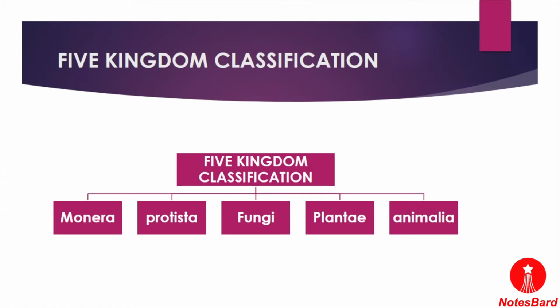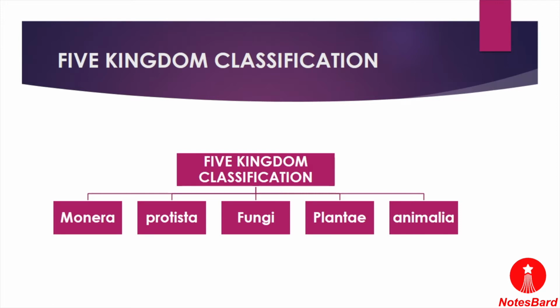So basically, a scientist named R.H. Whittaker classified life into 5 kingdoms in 1969, and this classification was based upon some characters like mode of nutrition, organization of structure, cell structure of these organisms, and their reproduction methods. By these criteria, all the organisms are divided into 5 kingdoms. And these major kingdoms include Monera, Protista, Fungi, Plantae, and Animalia.